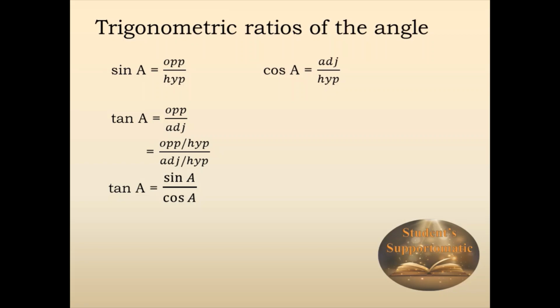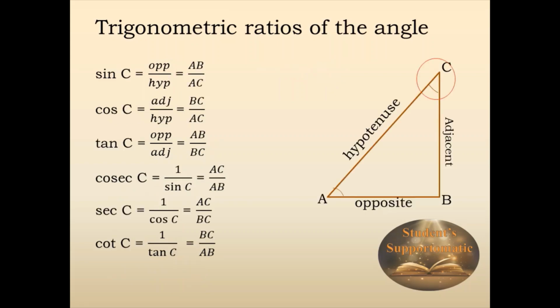Similarly, cot A is equal to 1 by tan A. That is the reciprocal of tan A. Therefore, cot A is equal to cos A by sin A. Remember these 2 points. It's very important. Tan A is equal to sin A by cos A and cot A is equal to cos A by sin A.